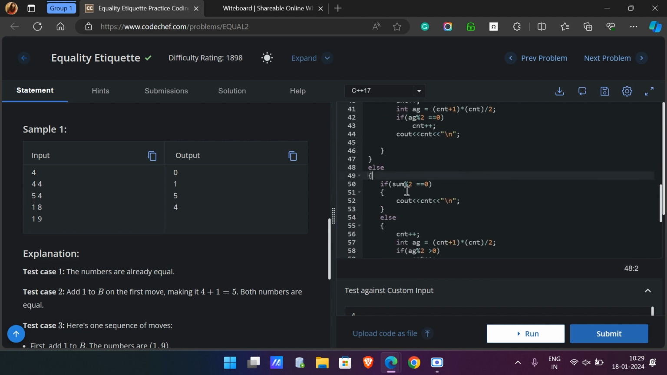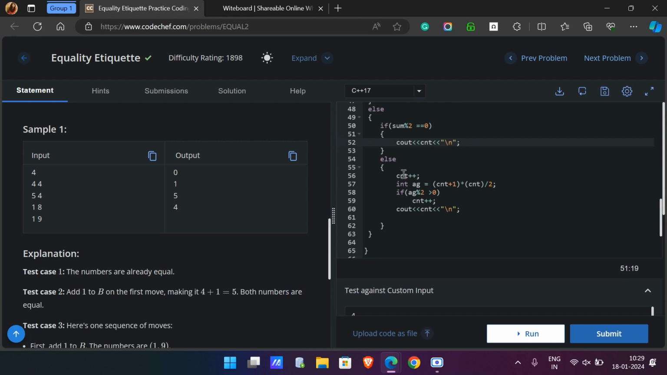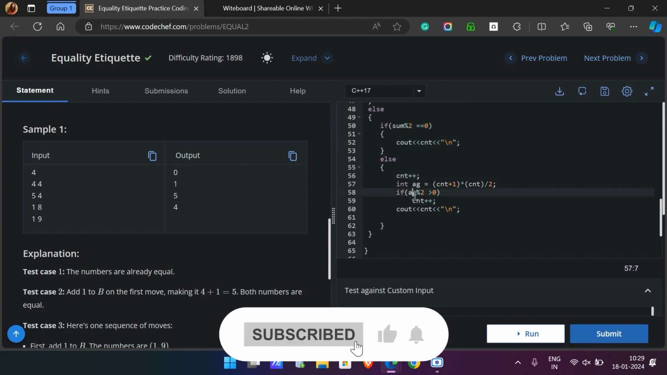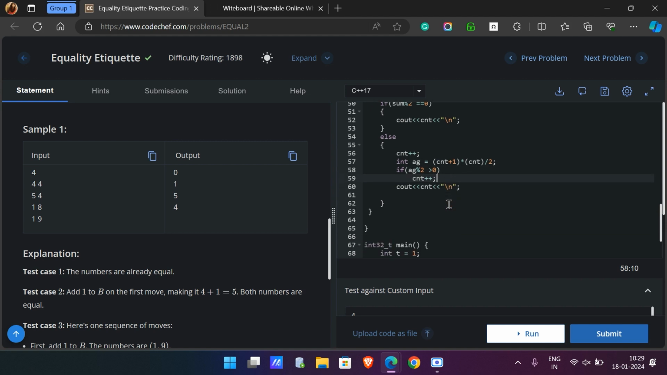Then if the difference is even, I need an even sum. If I got my even sum, then I'll be printing that count. If not, it could be one far away or two far away. If it is one far away, then again it should be even. But if it is not even, then I need to increment this number again, and I'll be printing my answer. So that's it for the video. Thank you for watching.